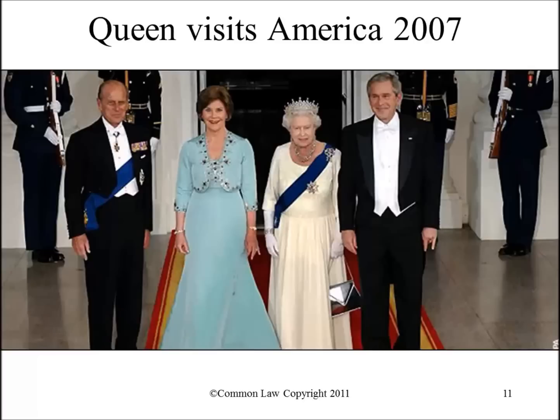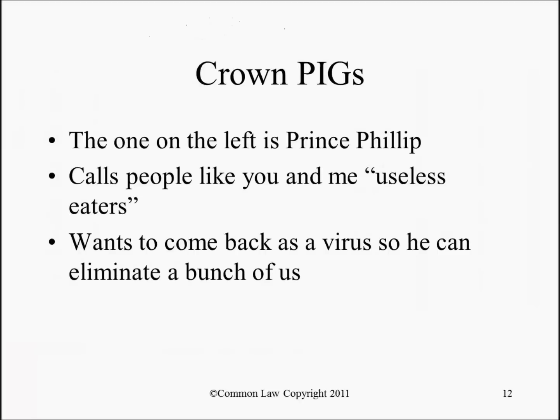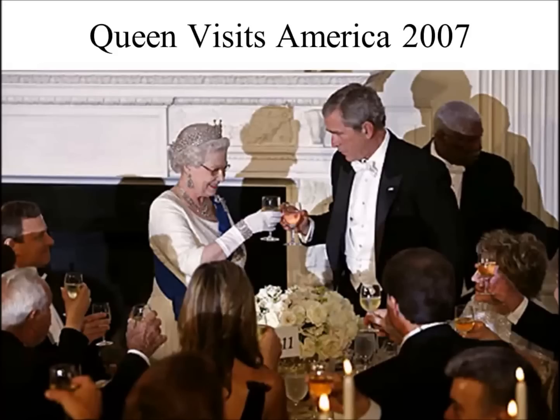Okay, he's the one that calls people like me and you useless eaters, and he'd like to come back as a virus to kill a bunch of us off. Yes, sir. That's right. These are the kinds of people we're dealing with. The one on the left is Prince Philip, calls people like me and you useless eaters, wants to come back as a virus to eliminate a bunch of us. And they're drinking a toast.